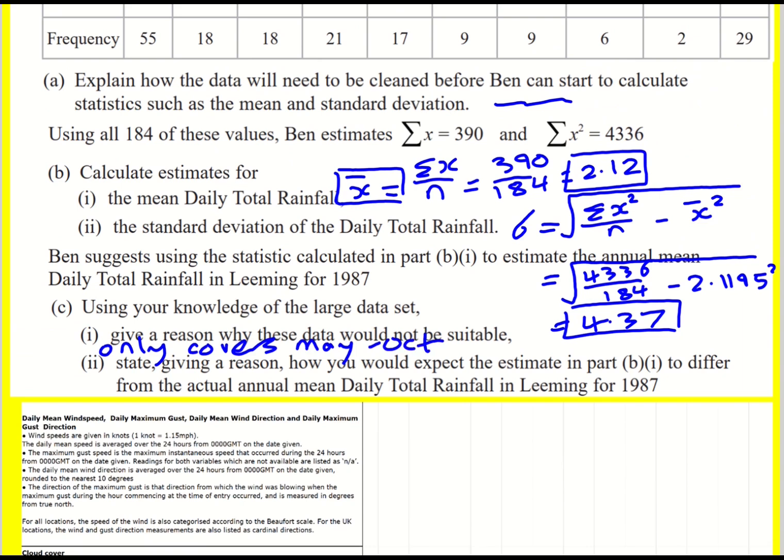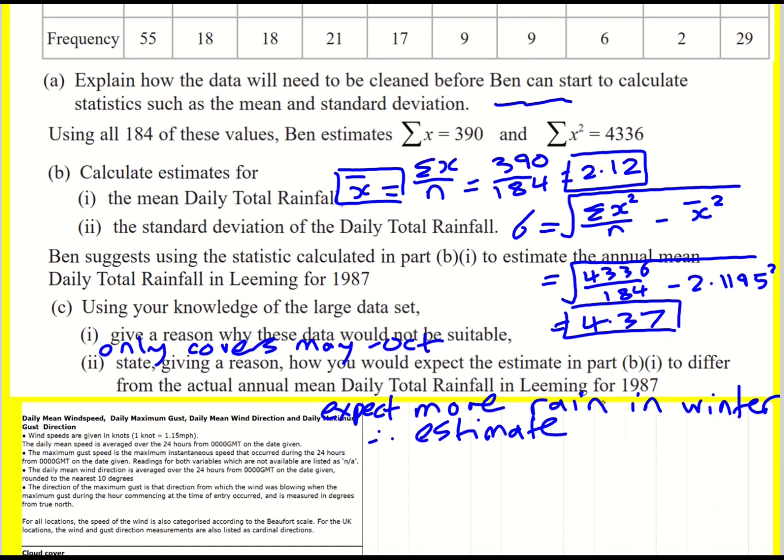So you can't base the whole year on that information because a lot of the summer months were used, which leads us into part 2. State giving a reason how you'd expect the estimate to differ from the actual annual mean. So we'd actually expect more rain in winter, and therefore the estimate is likely to be an underestimate. So I used therefore twice.